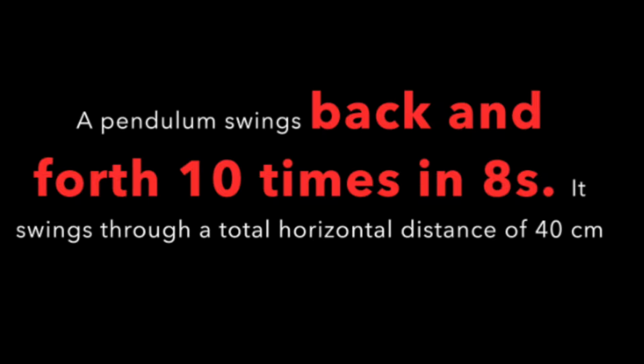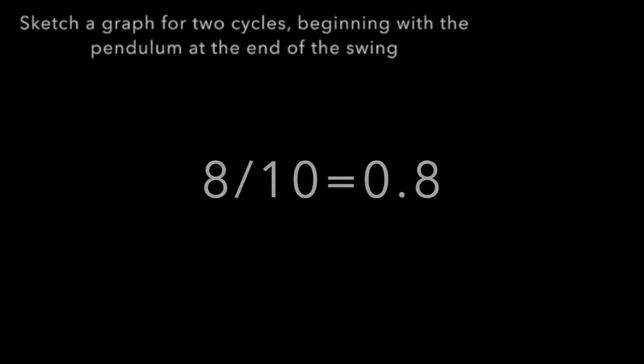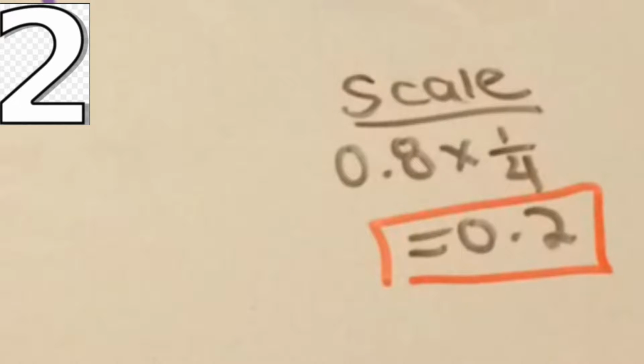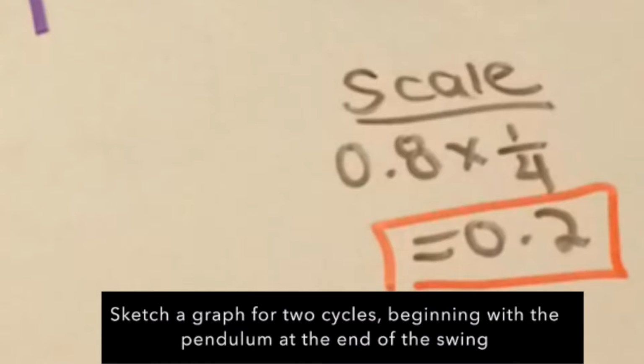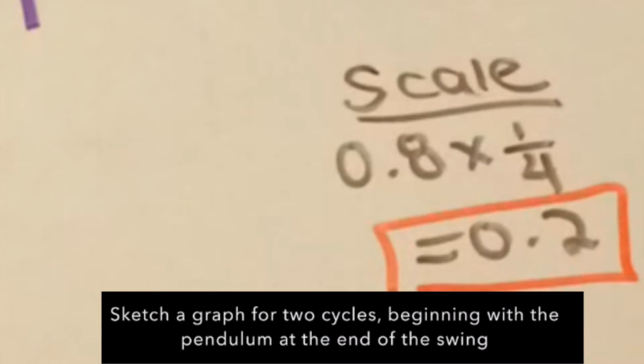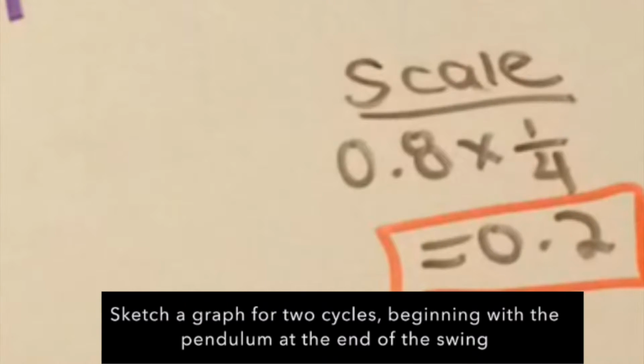The x-axis is represented as time in seconds. Now because the pendulum traveled back and forth in 8 seconds, the period can be represented as 8 divided by 10, which equals 0.8 seconds. This number represents 1 cycle for the pendulum. To find the range for the x-axis, you take 0.8 seconds and multiply the number by 1/4. This number comes out to 0.2 and represents the points of intersection on the graph.